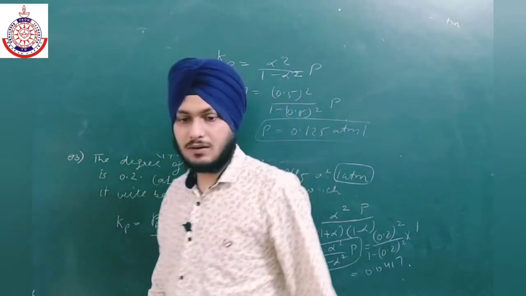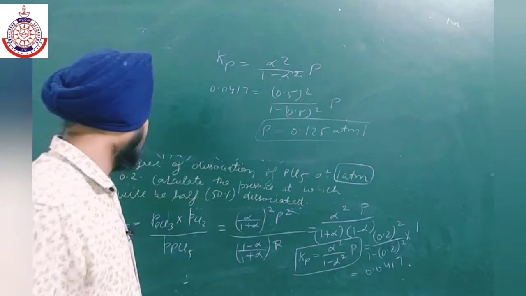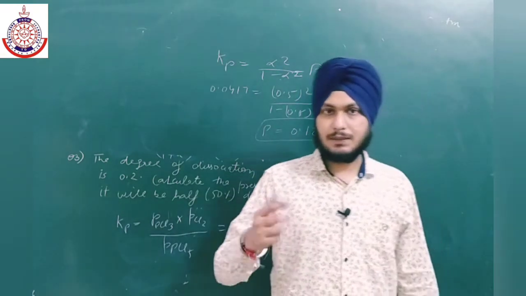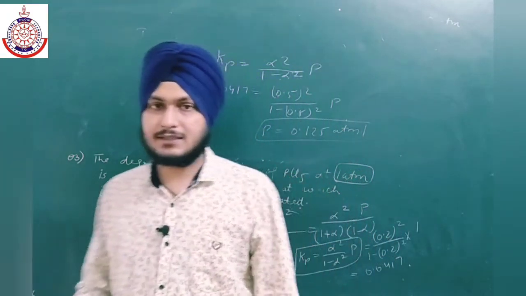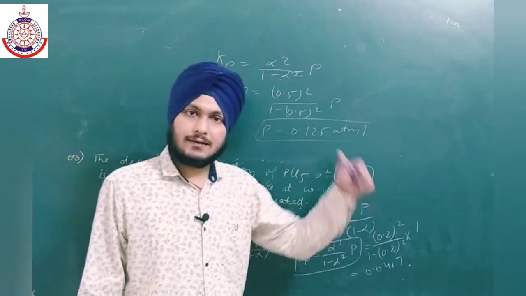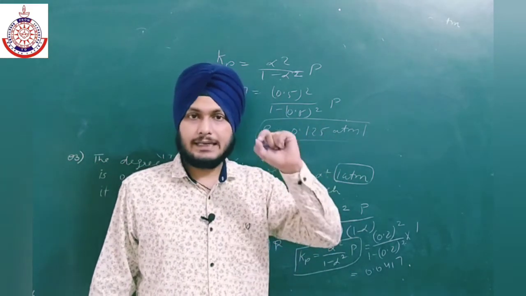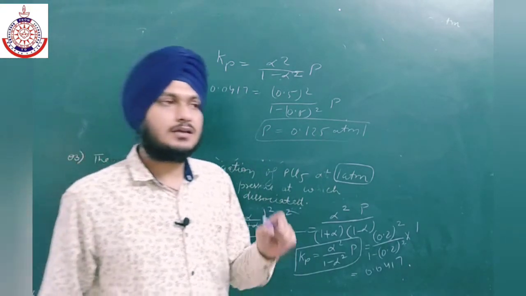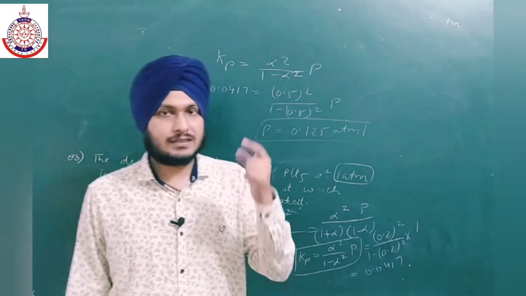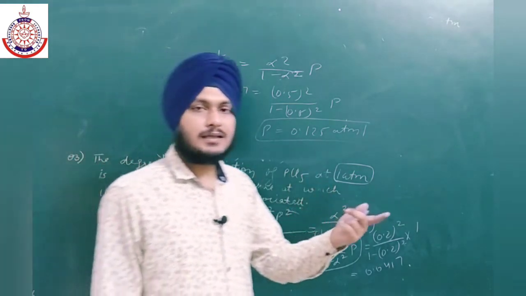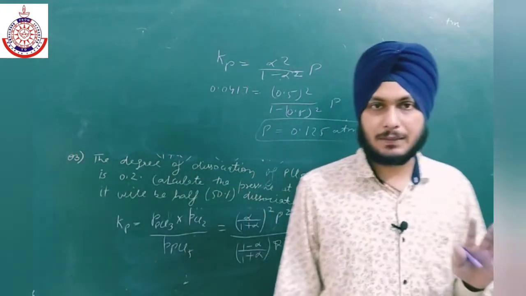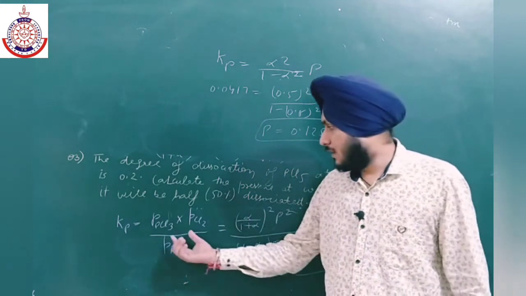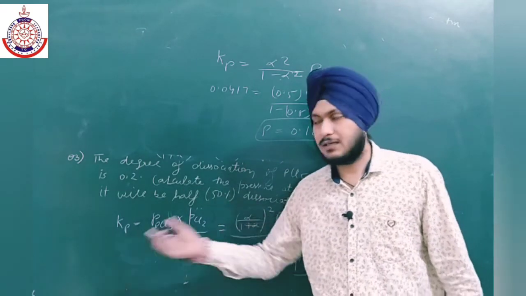So this is the whole solution of this numerical. Firstly, we have to calculate the partial pressure with the help of total pressure. If total pressure and moles are given to us, then apply Dalton's law of partial pressure every time. In each and every numerical you have to calculate the partial pressure with the help of Dalton's law. Simply multiply the mole fraction with the total pressure in order to calculate the partial pressure. After calculating the partial pressure, simply calculate the Kp value.